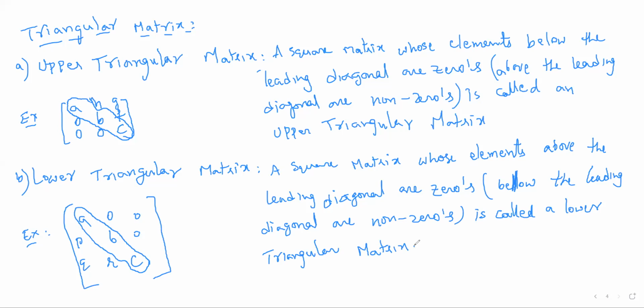Next, we will go for singular and non-singular matrices. These are types of matrices, but before that we have to learn the determinant of a matrix. Afterwards we can follow with singular and non-singular matrices. So first, determinant of a matrix.